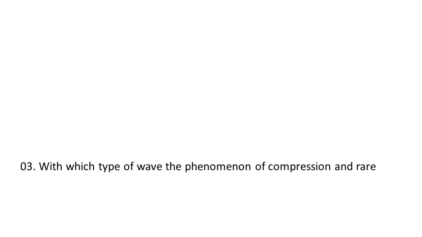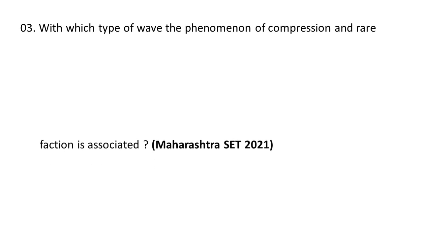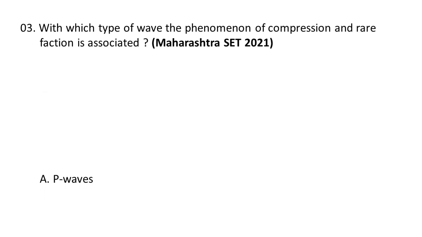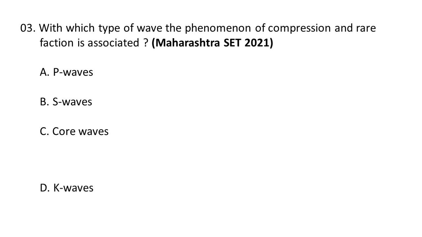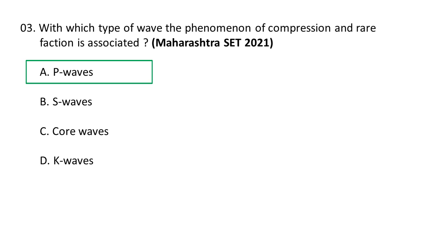Next question. With which type of wave is the phenomenon of compression and rarefaction associated? The choices are A. P waves, B. S waves, C. Core waves, D. K waves. The correct option is A, P waves. P waves are a type of wave that involves compression and rarefaction.